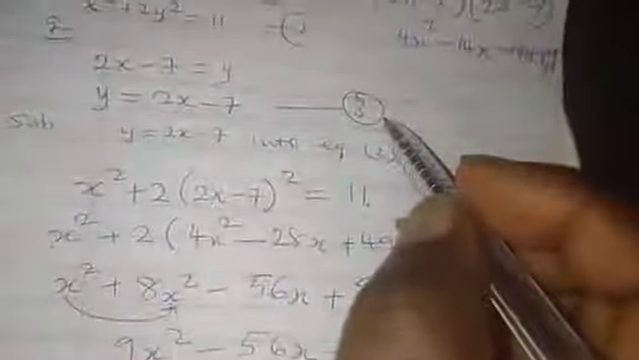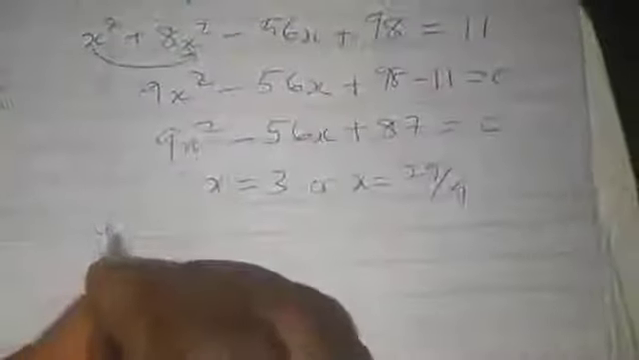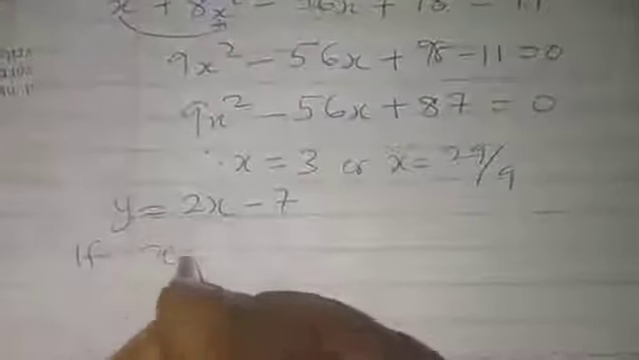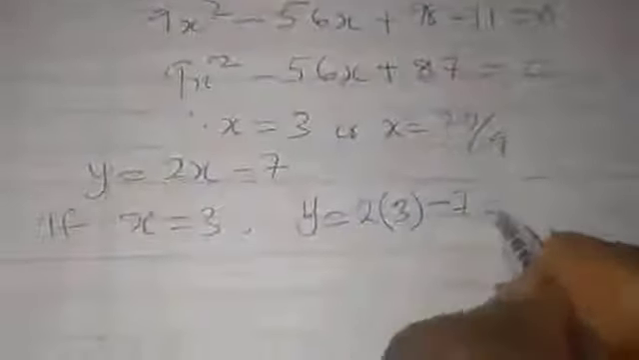So we need to know the values of y too. So we'll come back to this equation, which says y is equal to 2x minus 7. We start by saying if x is equal to 3, anywhere you see x, you put it as 3. y will be equal to 2 times 3 minus 7. And 2 times 3 is 6, minus 7. 6 minus 7 will give me minus 1. Therefore, y is equal to minus 1. So we have seen that if x is equal to 3, y will be equal to minus 1.